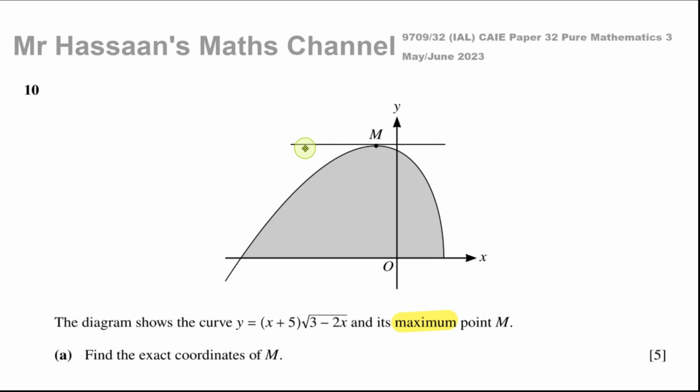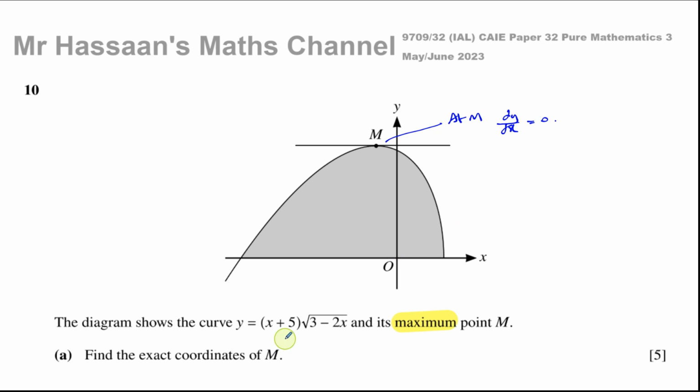Now the gradient is basically found in an equation by finding dy/dx. So we can say that at M, dy/dx is equal to 0, which means we have to concentrate on finding dy/dx.